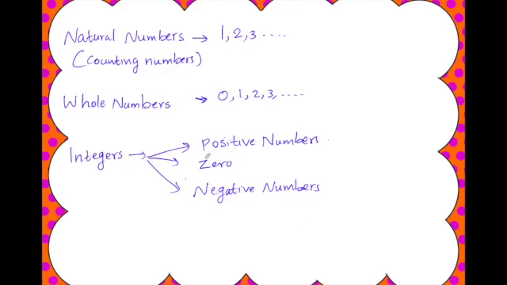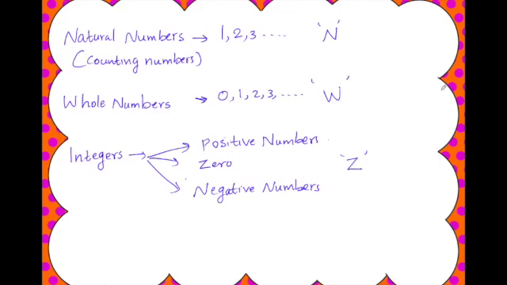Now we also have to know how they are represented. Natural numbers are represented by the letter N, capital letter N. Whole numbers are represented by W, and integers are not represented by I. It is something that you will study in grade 9. Integers are represented by the letter Z. So these 3 letters, please keep in your mind.